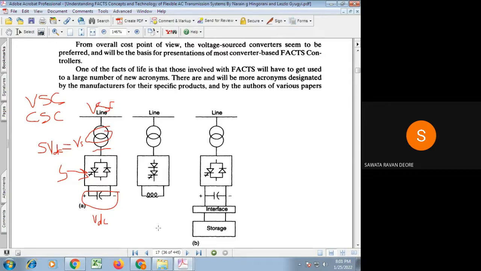So here, when the DC side is represented by a small DC capacitor, which is the equivalent of a voltage source.